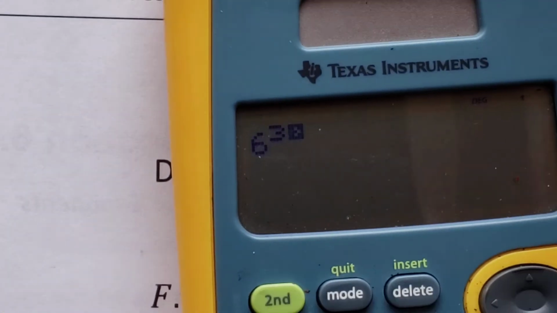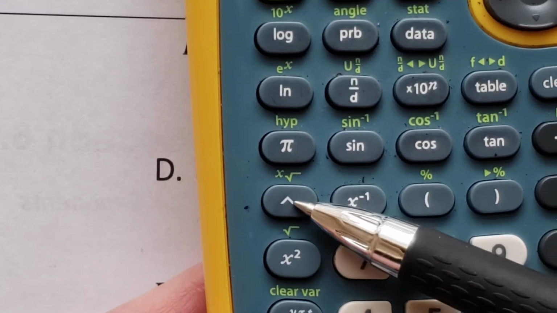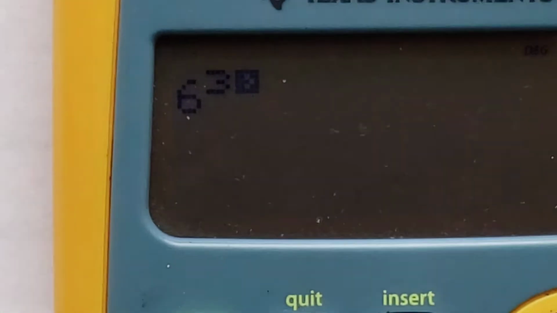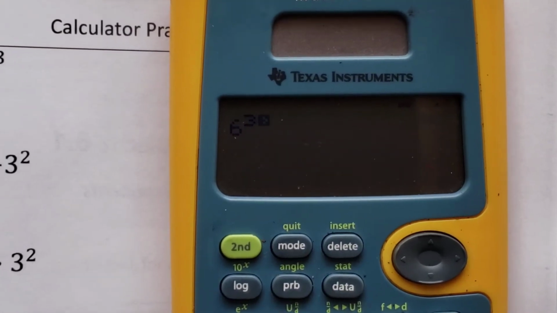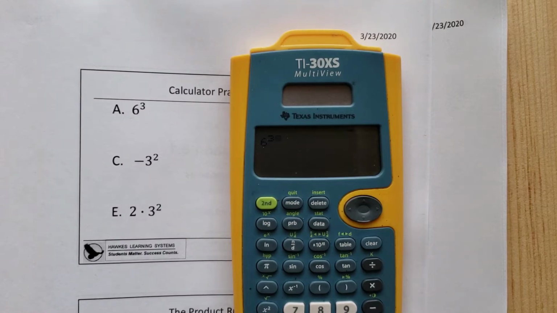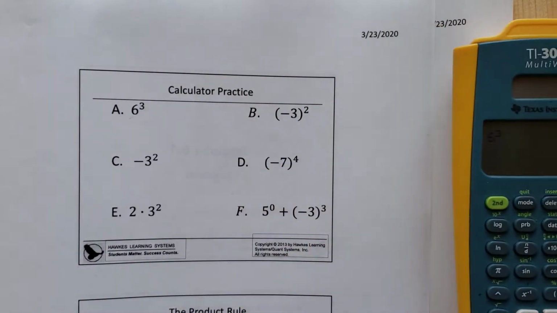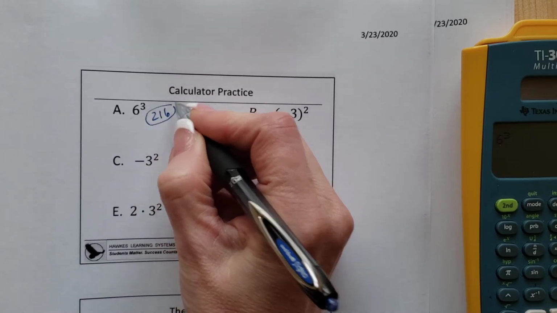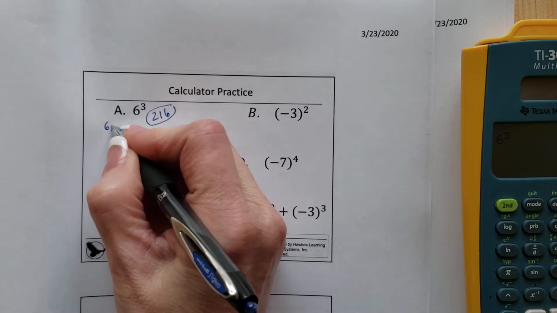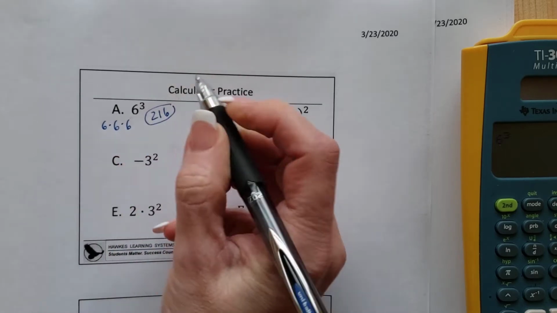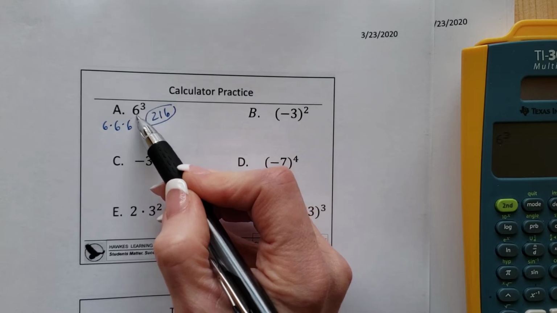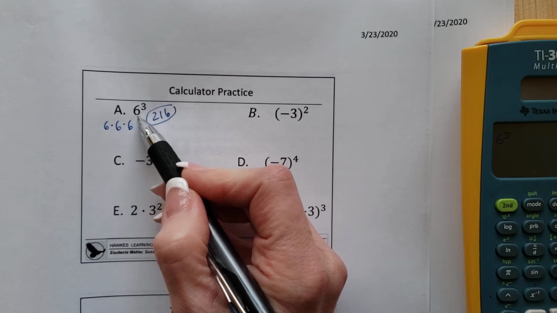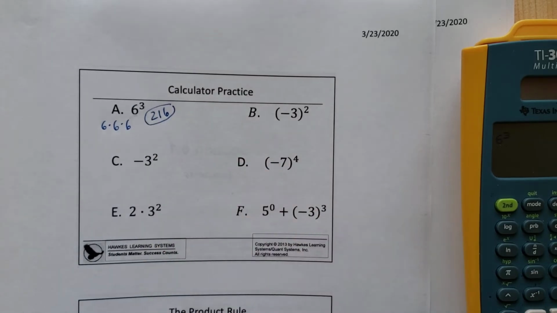And once again, we're using this button, which is the caret button. Okay, so you just type it directly into your calculator. And when we hit enter, there we go. Hit enter, our answer is 216. So 6 to the third power is 216. This is the same as multiplying 6 times 6 times 6. Anytime you have a number or a variable raised to an exponent bigger than 1, this is called the base. So the base is 6, the exponent is 3.